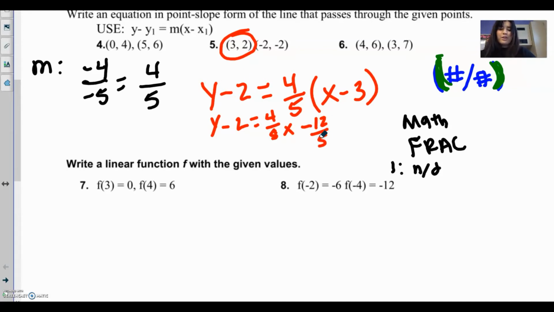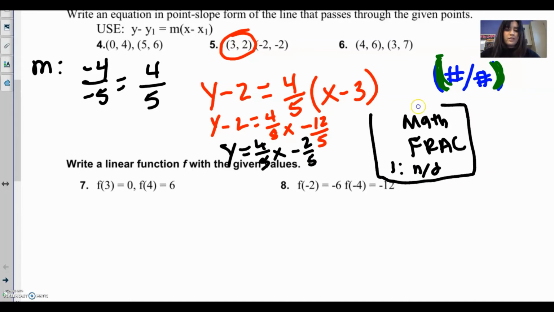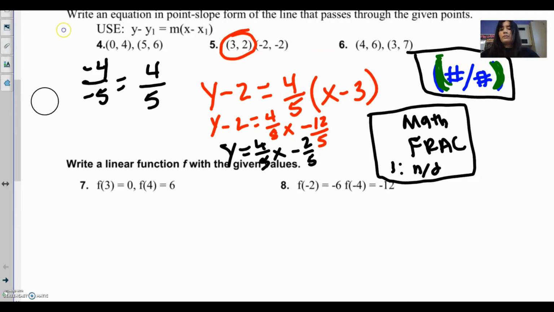Okay. From here I'm adding 2 to both sides. I get y equals 4/5 x, and then -12/5 plus 2 gives me -2/5. Okay, so make sure you're using those calculator buttons. You can totally use the math button, or you can just use parentheses, but if you don't put parentheses, you will get it wrong, so that's my warning.